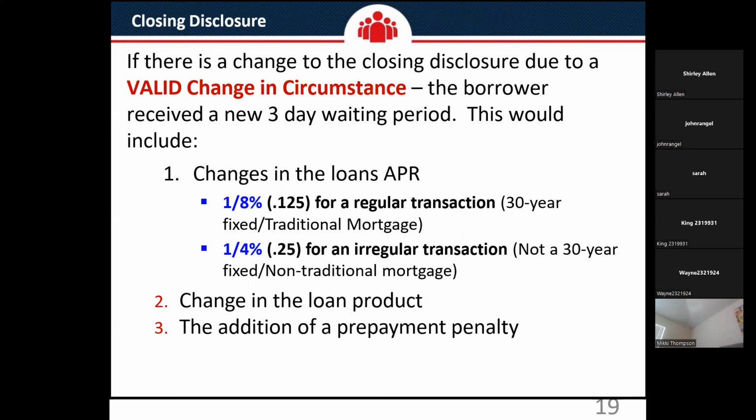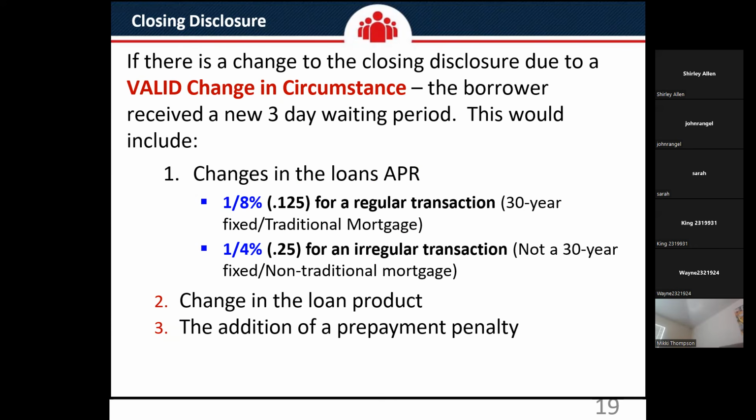And if there is a change to the closing disclosure due to a valid change in circumstance, the borrower receives a new 3-day waiting period. That's called redisclosure. Just make yourself a quick note that redisclosure equals 3 business days. If something changes, for example, the APR, the loan product, or they add a prepayment penalty, those things require redisclosure. Redisclosure is an additional 3 business day waiting period for the client.